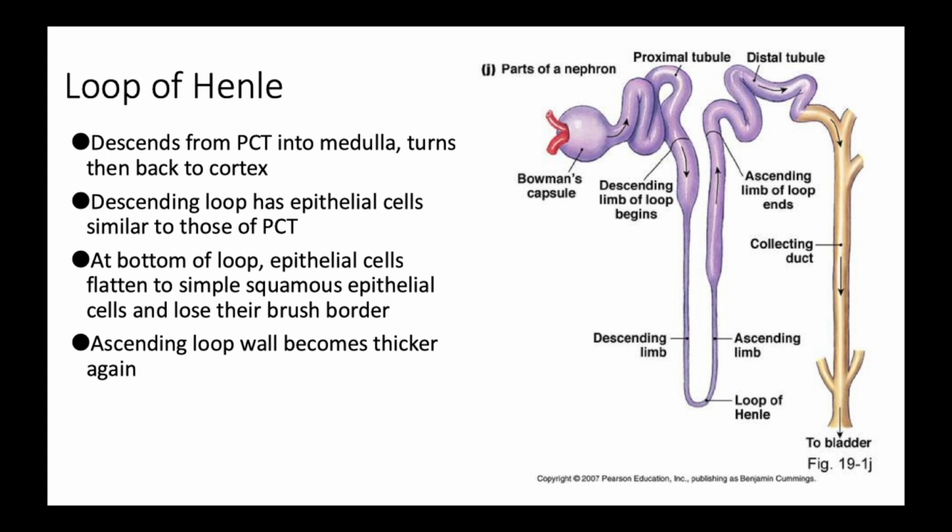As the loop of Henle ascends back into the cortex, its walls become thicker again, but the cells don't regain the brush border. They don't really need it at this stage. The lumen also expands as the loop of Henle ascends to the cortex.